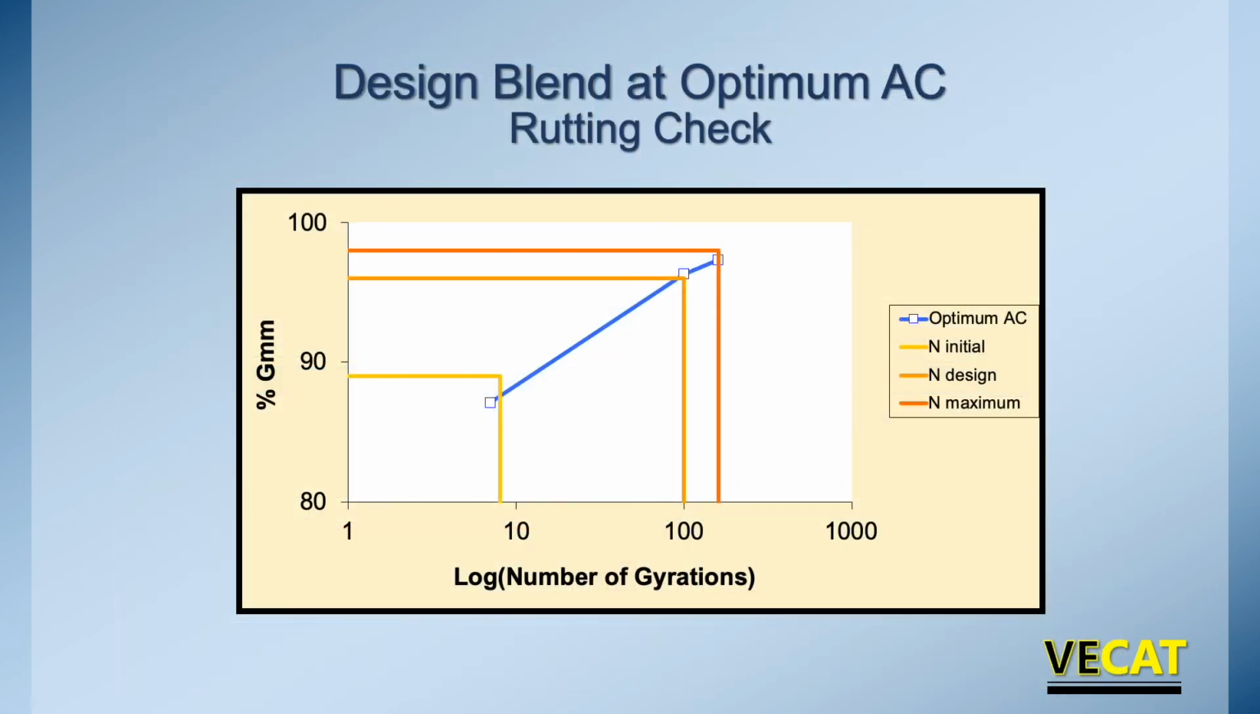Again, this is just another shot of some of the designs. I think it does require in Section 211 that you turn in a gyratory compaction curve as well. So that's why that's up here as well.